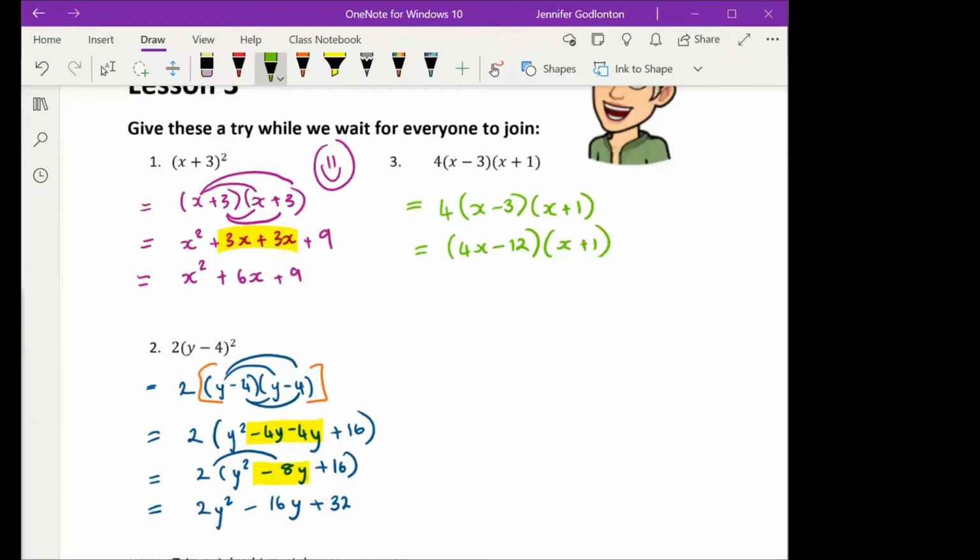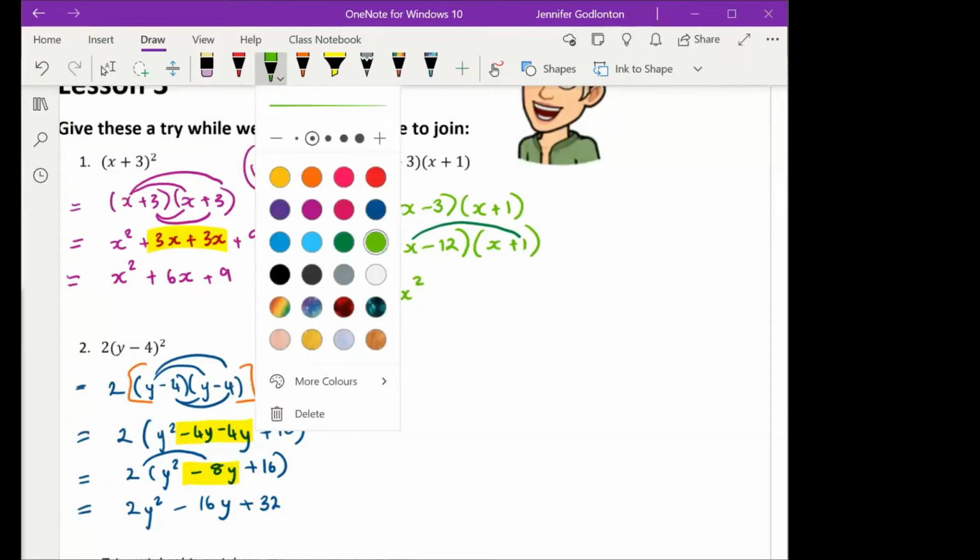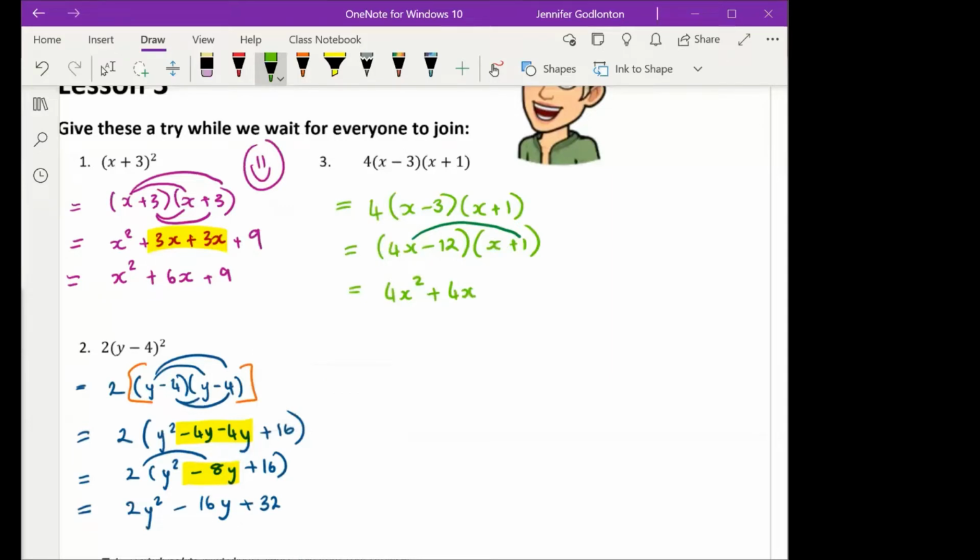Close bracket. Then open another bracket. X plus 1. 4x to the power of 2. Good. Minus 4x minus 12x. Oh, so close. So close. 4x times positive 1 plus 4x. It's a positive. But your minus 12x was great and your minus 12.